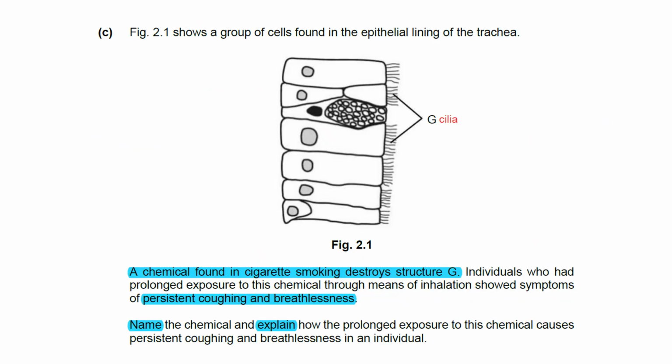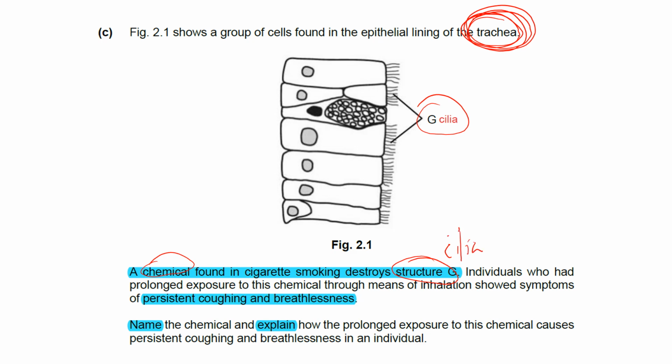Now, part C is the one that is the most difficult, I think, or most challenging for you guys. Okay, so the question talks about the trachea over here. So take note, it's the trachea, not the alimentary canal. And so G are the cilia. Okay, this is a smoking question because it's talking about cigarette smoking. So a chemical found in cigarette smoke destroys the cilia. Okay, paraphrase it so that it doesn't feel so foreign.